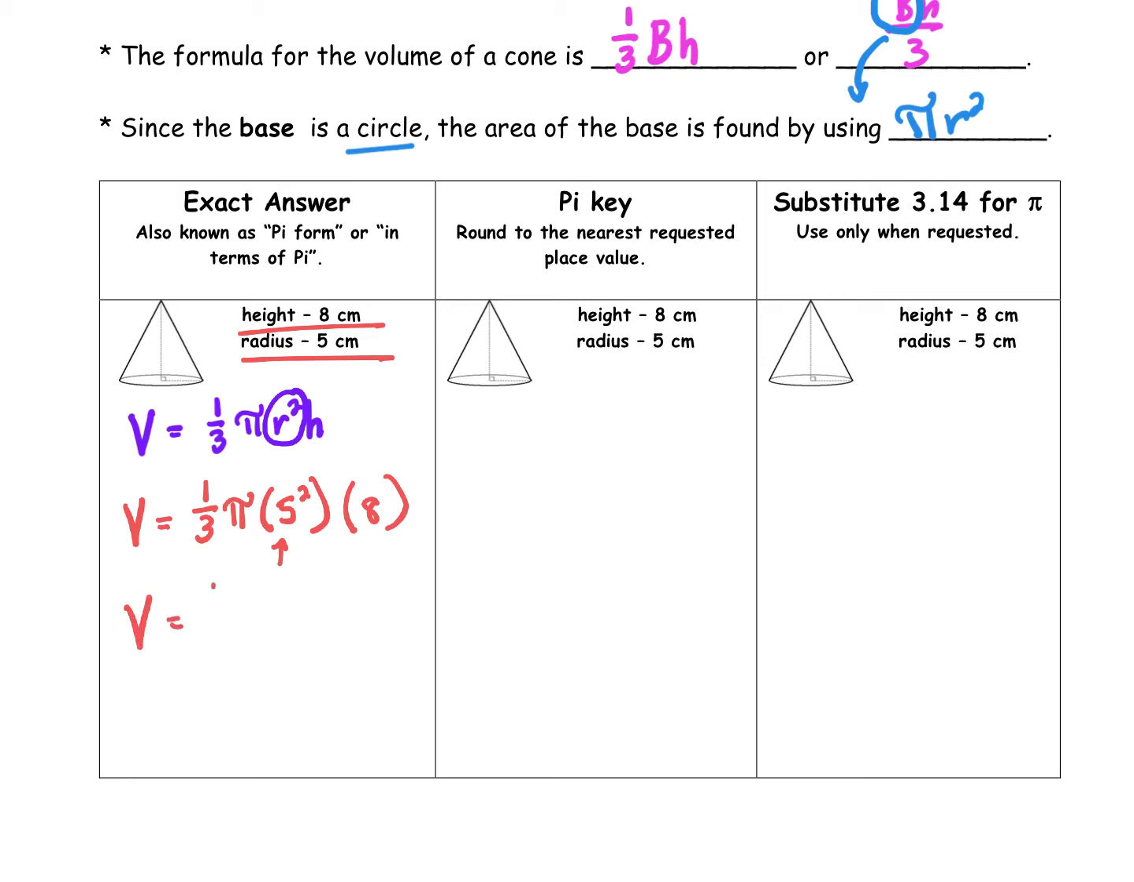So we have 1/3 times 5 squared, which would be 25, times 8, and you're going to notice that I skipped pi. We're going to just move pi to the end because it's going to stay a symbol the entire time. And because everything's being multiplied, I'm allowed, using the commutative property, to move things around. Order doesn't matter when everything's being multiplied.